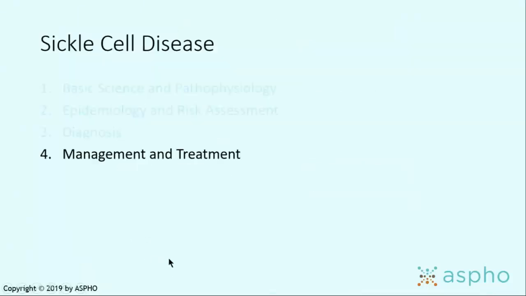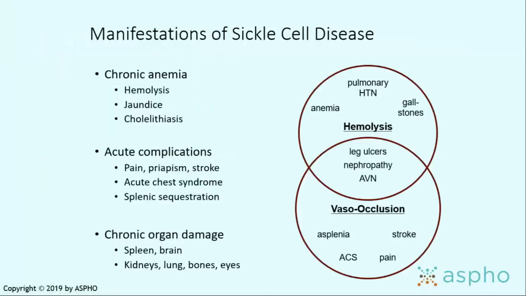All right, let's talk a little bit about management and treatment in sickle cell disease. So, blood flows everywhere, therefore sickle cell disease has manifestations in every organ system of the body. They have chronic anemia, so you have the consequences of chronic hemolysis with jaundice and risk for gallstone formation. You have acute complications due to either worsened anemia or vaso-occlusion, such as pain, priapism, stroke, acute chest syndrome, and splenic sequestration. And then you have chronic organ damage that results from these recurrent acute complications in the spleen, the brain, the kidneys, lungs, bones, and eyes.